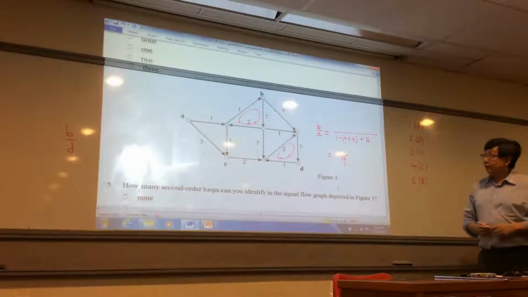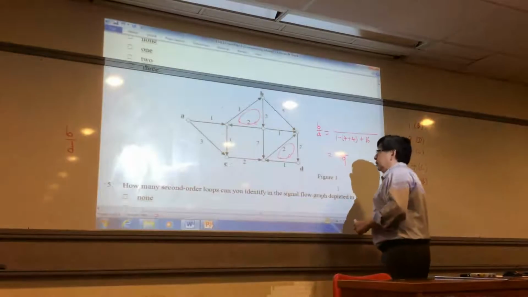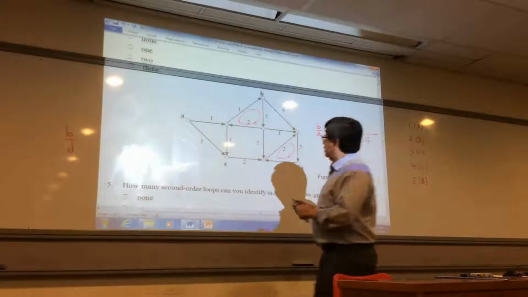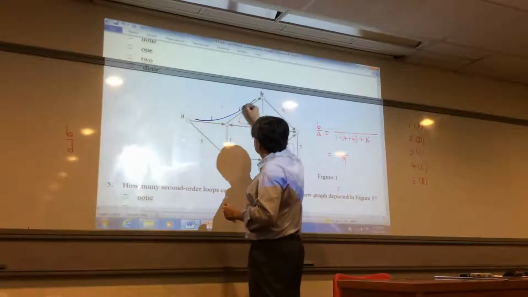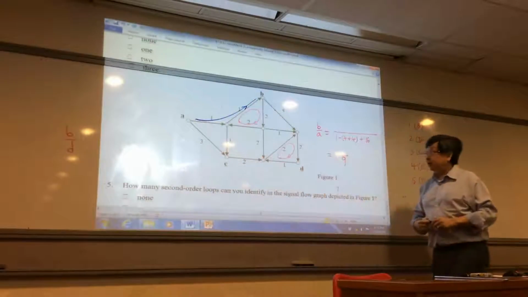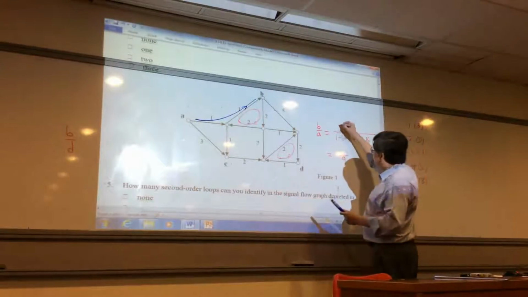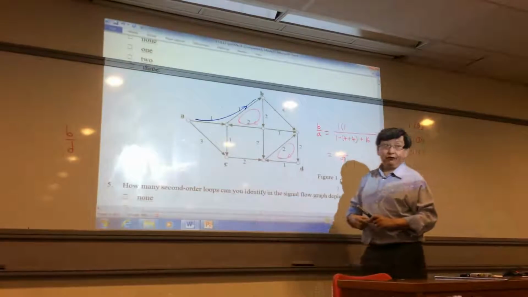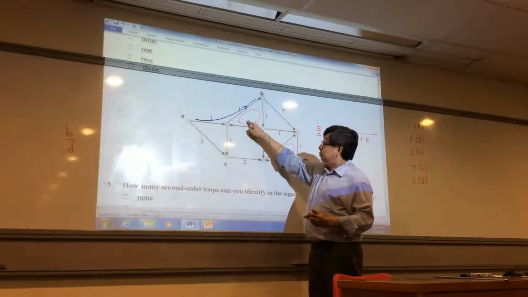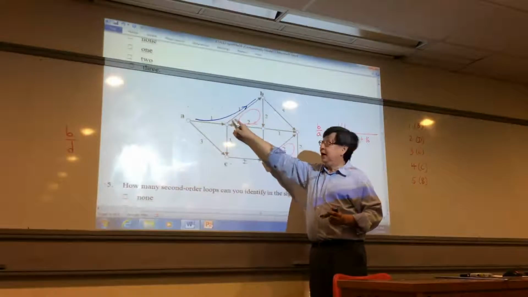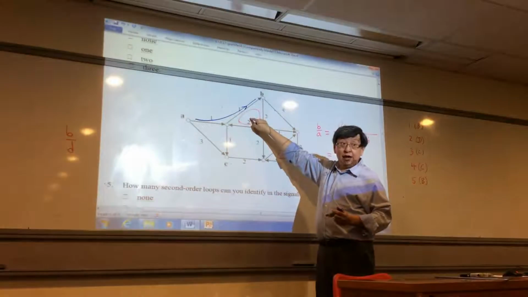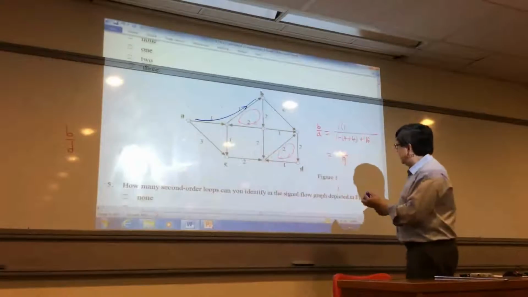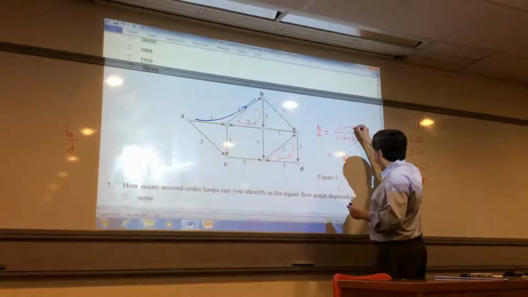The numerator, well, the path from A to B is this. That's the path from A to B. So the numerator is 1 minus all first order loops that do not touch the path. This red loop touches the blue path, hence this loop is to be disregarded. This red loop does not touch the blue path, so this one has to be included. So 1 minus 4.